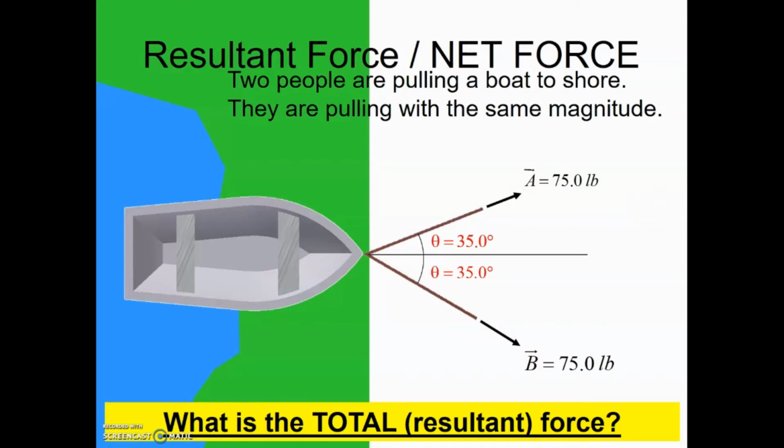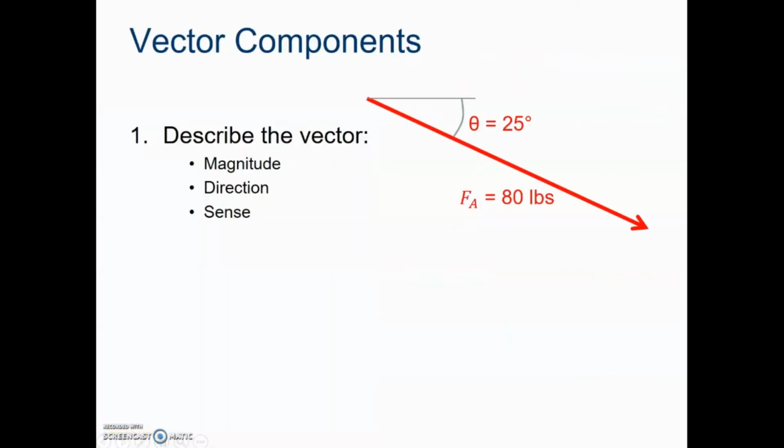So our goal is to figure out what is that total force. If we were to combine those two vectors together, what would that total force be on the boat itself? So let's talk about breaking that thing down into vector components.